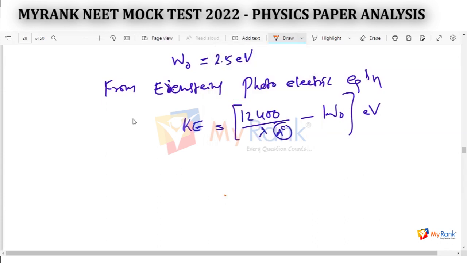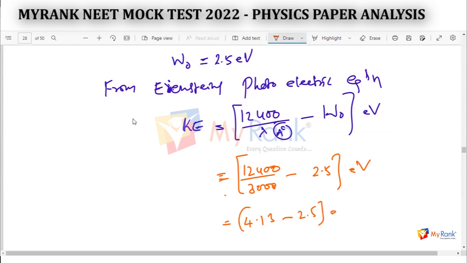Right? Now you see. 12,400 by lambda, which is 3,000 angstroms, minus work function, which is 2.5. Now all you are going to get is in electron volts. So it is nothing but 12.4 by 3, that means 4.13 like that, minus 2.5 electron volts. So therefore, it's around 1.5 electron volts.